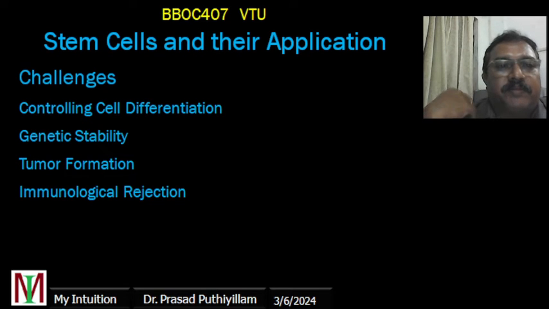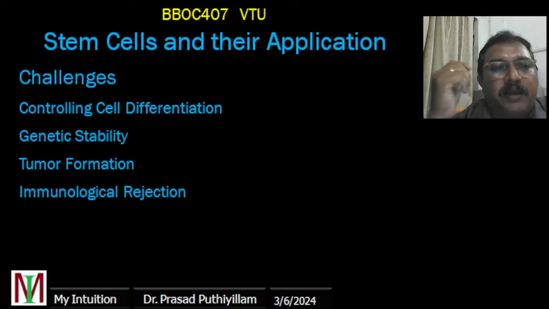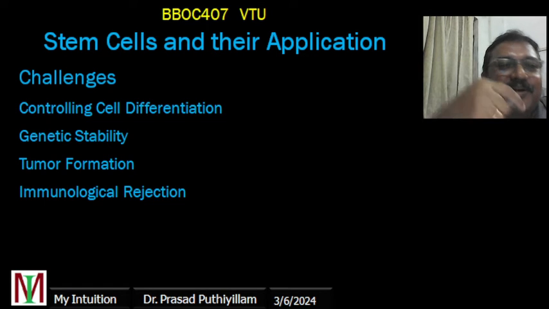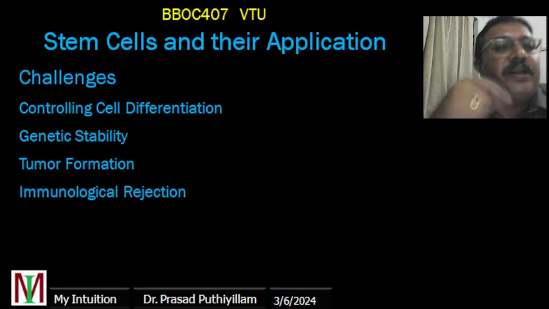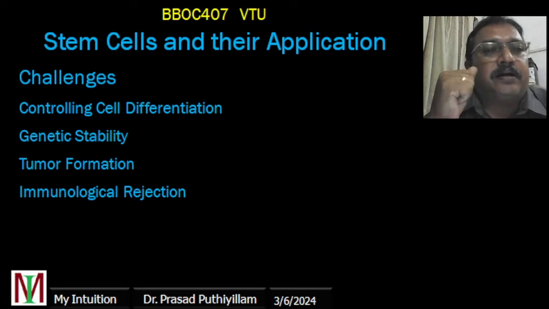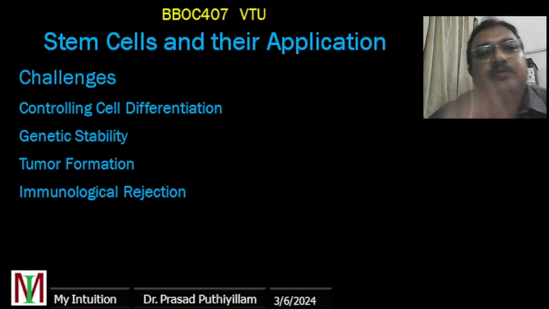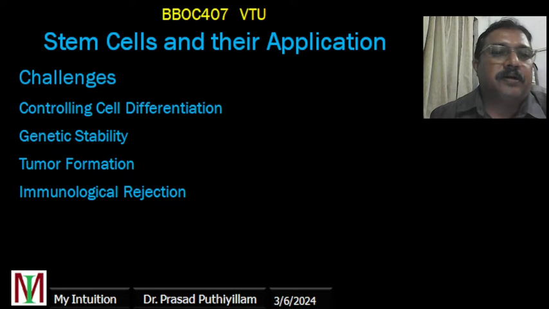Our immune system is there. We have our own immune system, our own warriors in our body. So that we call the immune system. If our immunity is good, that means we have control over diseases. So immunological rejection is also one of the challenges that the biotechnologist has to handle.